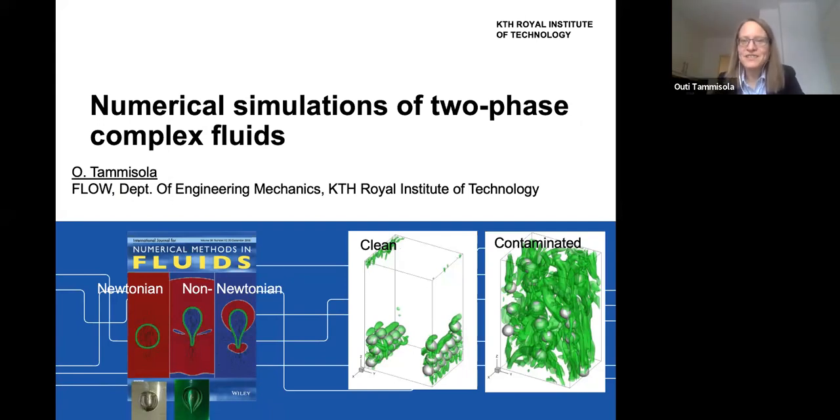Okay, so thanks for the introduction and thanks for inviting me. I'm going to talk about the recent work of my group, which is on numerical simulations of two-phase complex fluids. You see some examples already on the first slide, at low Reynolds numbers and at higher Reynolds numbers, where the non-Newtonian flow character makes a significant difference in the flow features.